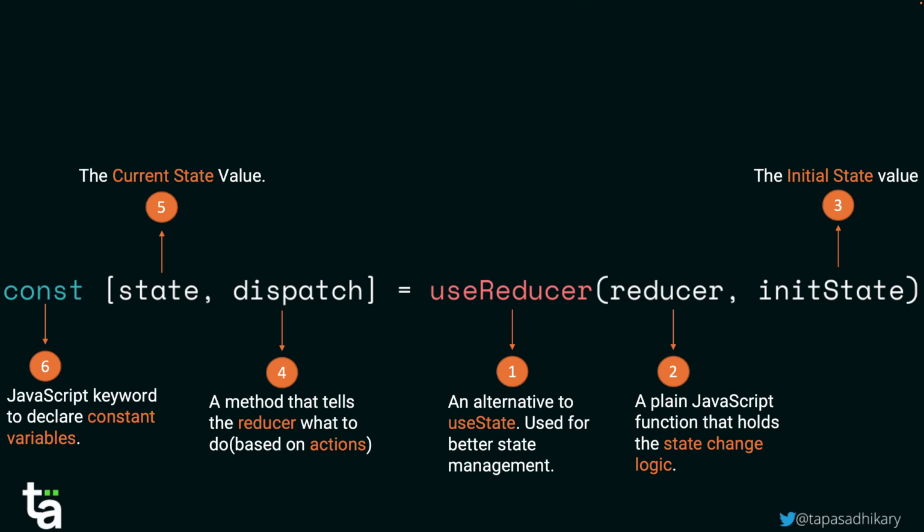Now what I'm going to do is take you to some sketches and try to fit these things, the state, dispatch, reducer and all of it, into different parts together, so that you understand the difference between useState and useReducer in terms of conceptualization. Okay, so let's see that.